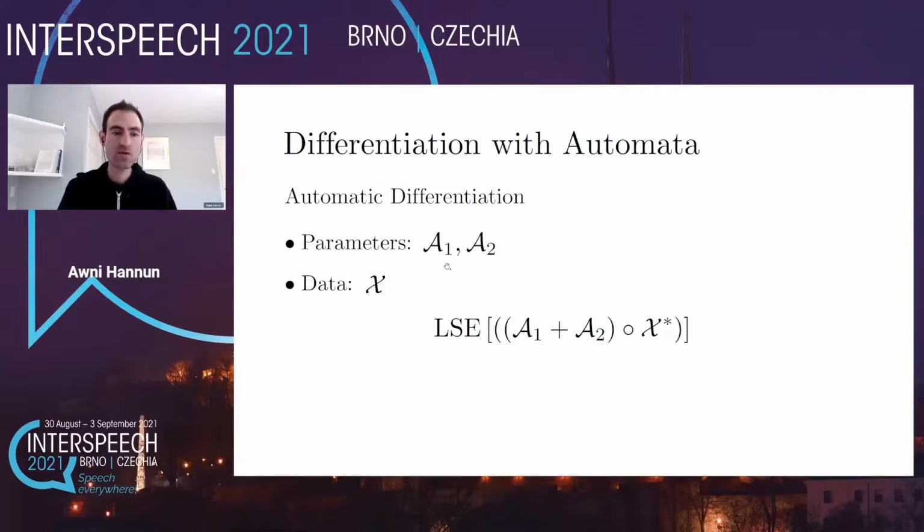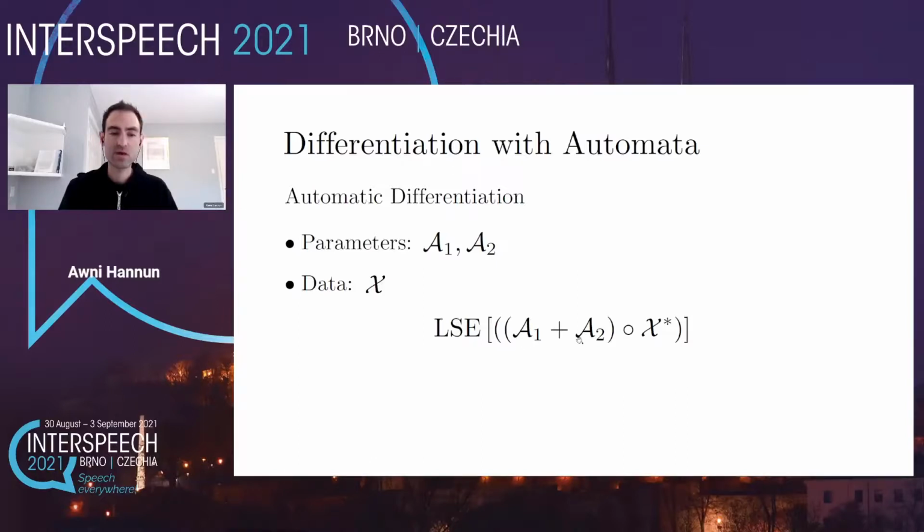Let's assume that A1 and A2 are two input graphs, and we'll let them be parameters. By parameters, I mean they have weights that we'd like to learn in our algorithm. And X is another input graph, which is the data. So in contrast to the parameters, it's fixed, but it's still an input. Then we compute this composite function on these three inputs.